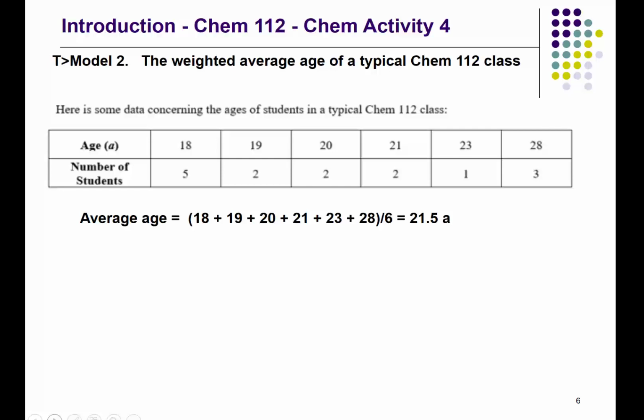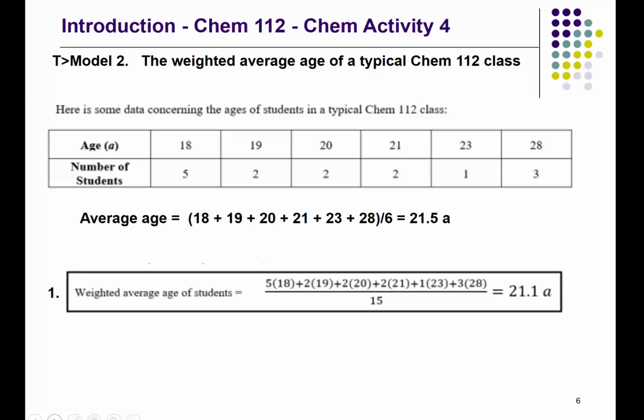Perhaps you can see that this is a faulty approach, as it does not consider how many students are at a particular age. That is, it's not a weighted average. In the next calculation shown, labeled number 1, we determine a weighted average in that we account for the 5 students who are 18 years old and the 2 students who are 19 years old, etc. This gives us a more appropriate weighted average of 21.1 years.